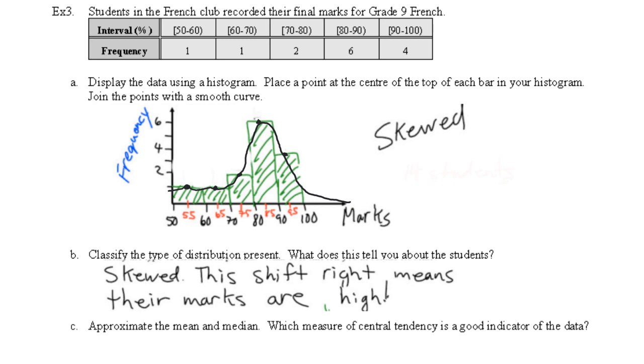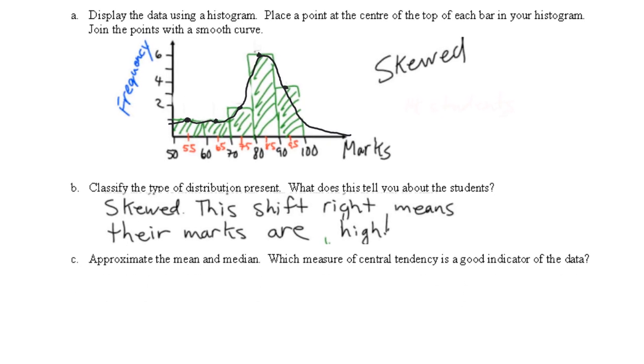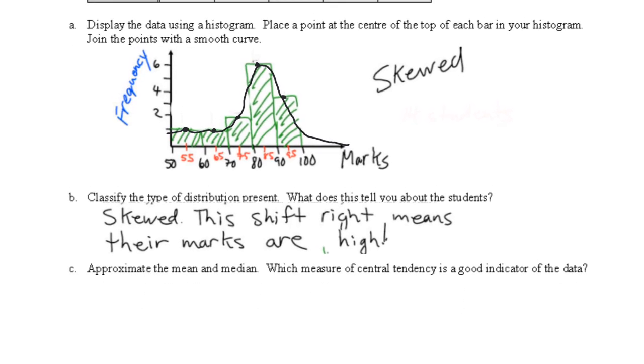So they want us to identify the distribution. I'm going to tell you it's skewed. Now, the reason why is because the shift right means, when you're looking at all those numbers on our graph, that their marks are actually pretty high. And that's what the graph tells you about the distribution. All right, let's see if we can measure the mean, the median, and mode.